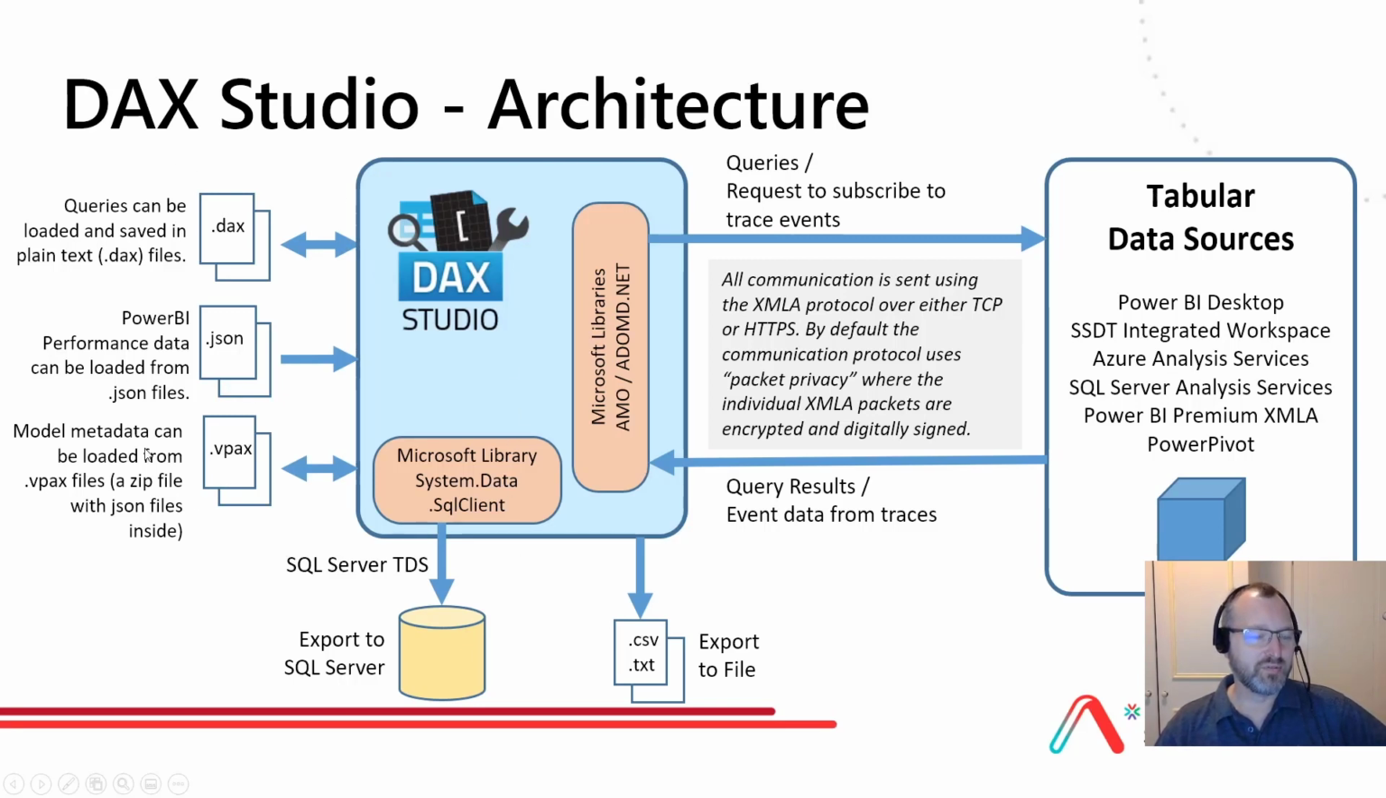And then we've got a number of other file formats that we can read and write to. So we can read and write .dax files. They're just simply text that hold the text of your query that you've been authoring. You can open and save those. We can read Power BI performance data from Power BI Desktop, and load that in and view that. And we can deal with VPAX files, which lets you look at model metrics, and we'll have a look at that later too.